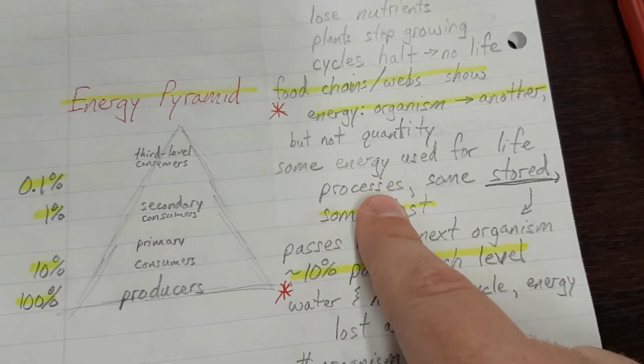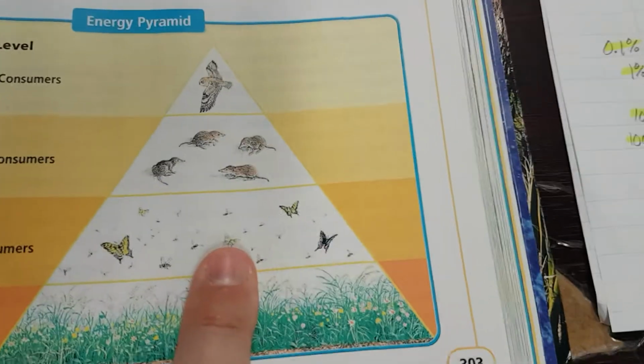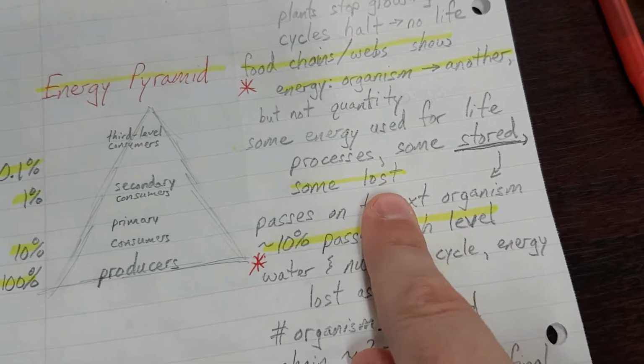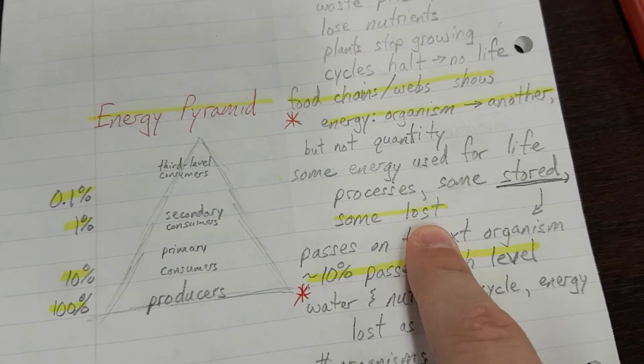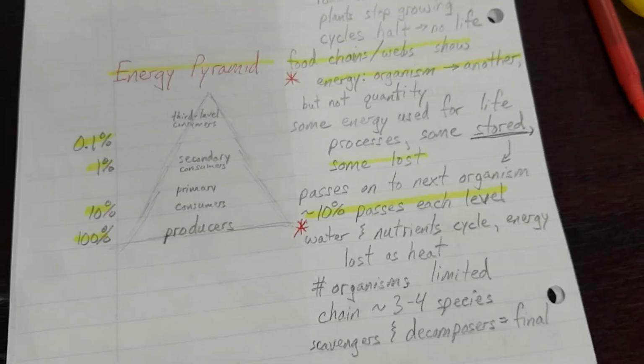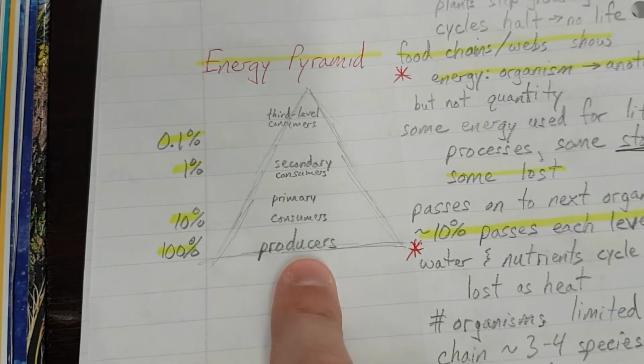If it's used for life processes, then it helps organisms grow and reproduce. If it's lost as heat, it is just lost forever, and that energy has to come back from the sun through the producers at the very first level.